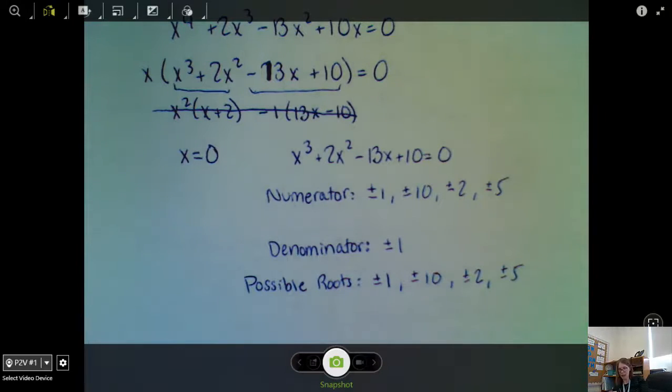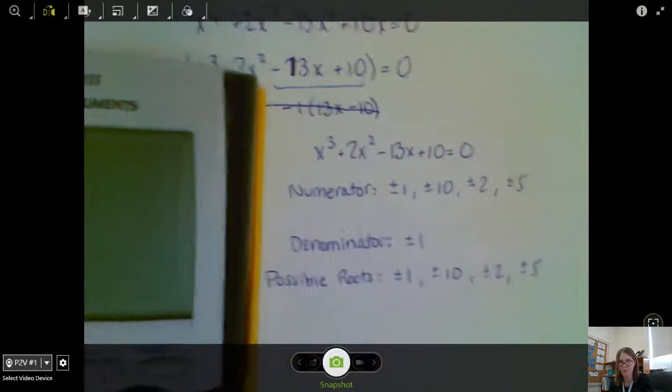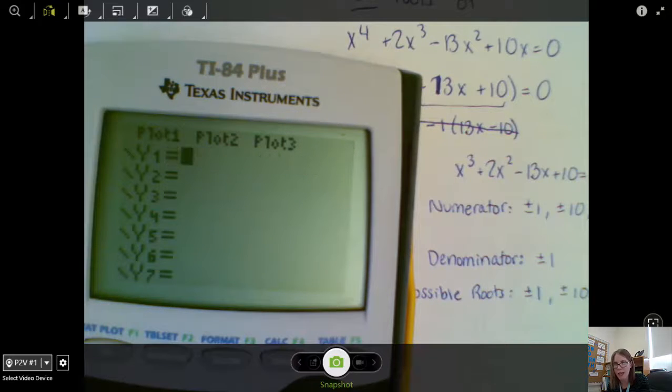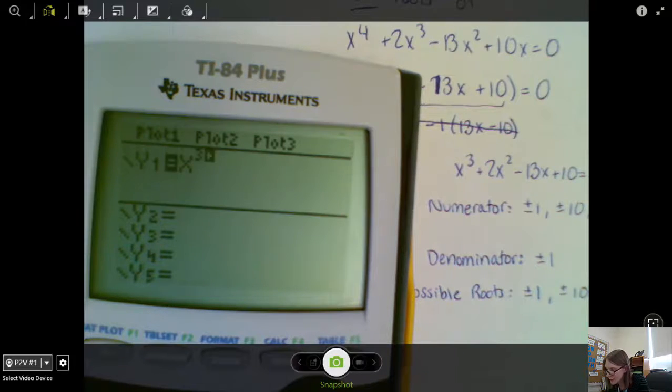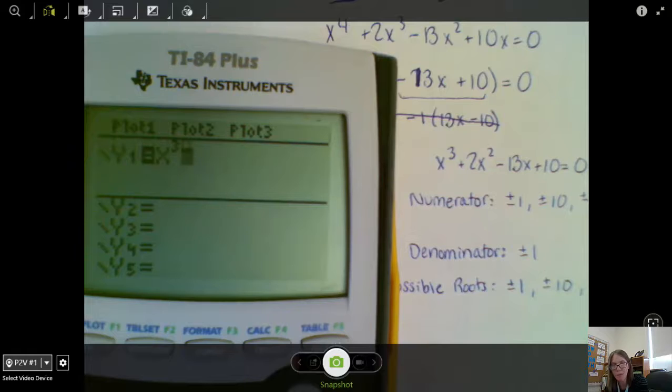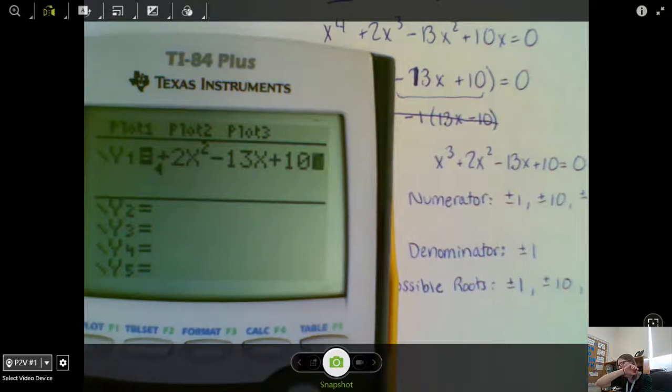All right, so kind of like what we were doing the other day when we were practicing our rational root theorem. I'm going to go to y equals on my calculator and type in my equation. X cubed plus 2x squared minus 13x plus 10.